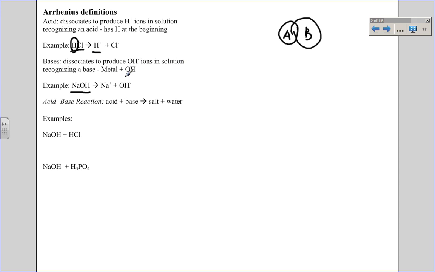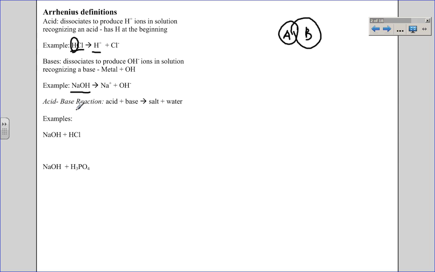You'll recognize a base that fits in Arrhenius' definition by having in the formula a metal and a hydroxide. So when this dissociates, it breaks up into the metal ions and the hydroxide ions. If you look back at your solubility rules, the hydroxides were insoluble except with the alkali metals and a couple of the alkaline earth metals. These are the substances, the ones that dissociate in water. These soluble hydroxides are the ones that are Arrhenius bases.